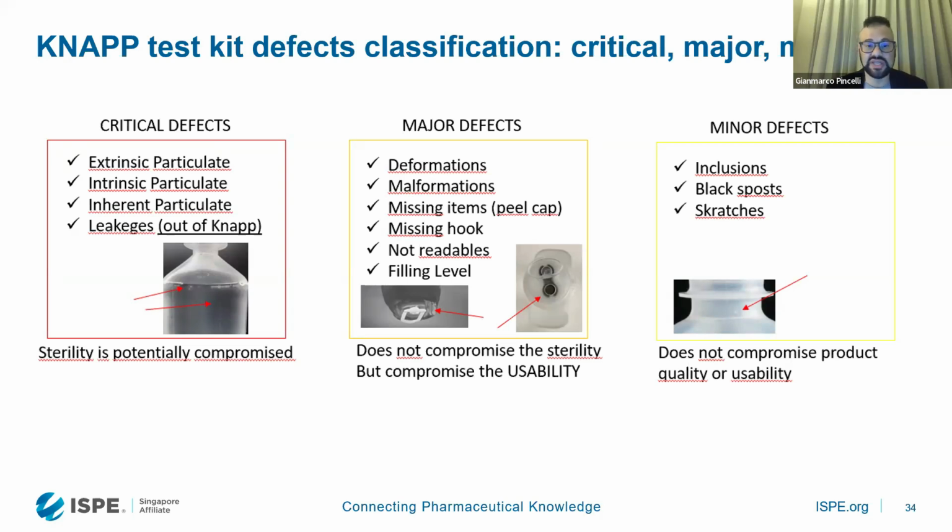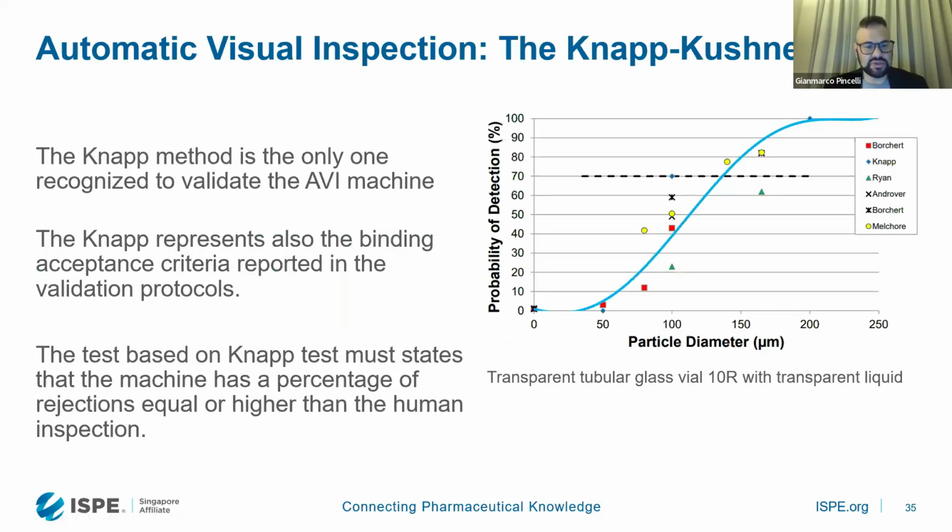Then you have the major defects, which do not compromise the sterility of the product, but compromise the usability. As an example, take a blow-fill-seal: if the hook is missing, you cannot inject the product into the patient, or if you don't have the hook to open it, you cannot open it. Then we have minor defects, which are basically cosmetic defects: inclusions, black spots, scratches on the product. Normally we suggest using 170 conforming products and 80 with defects, so the kit should be composed of 250 products.